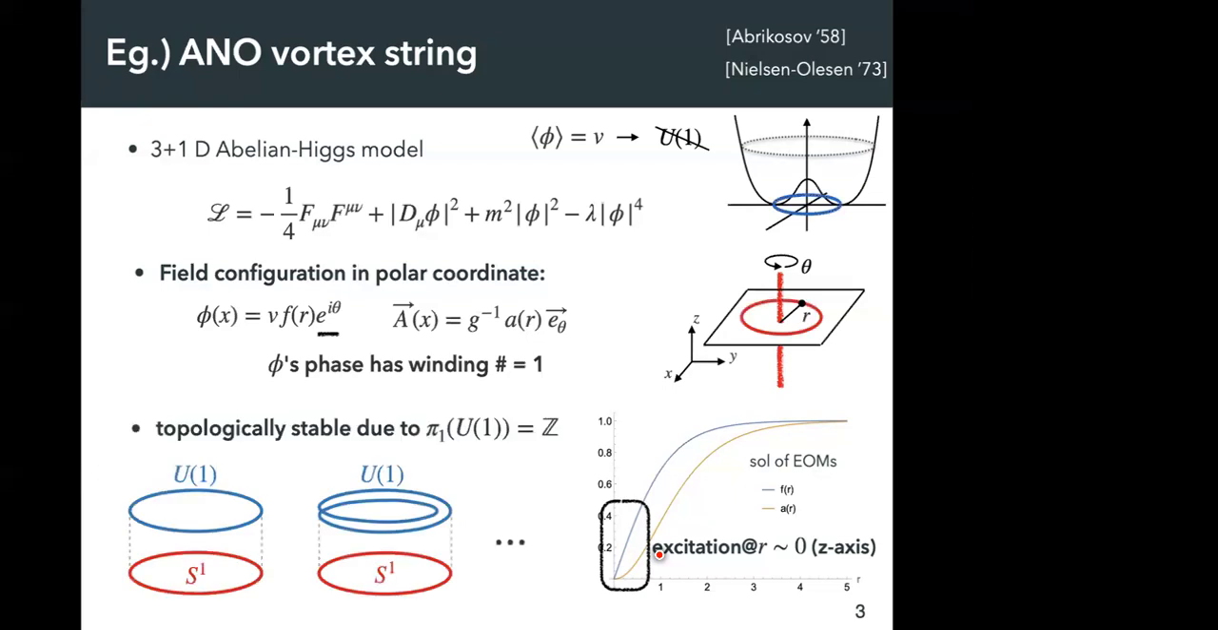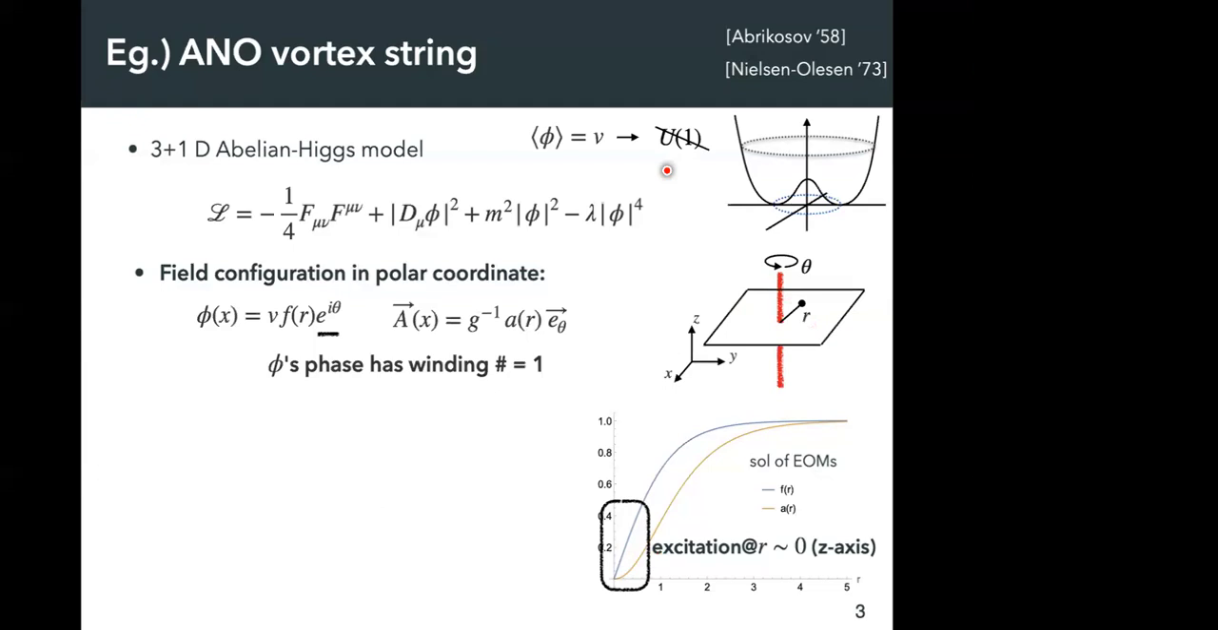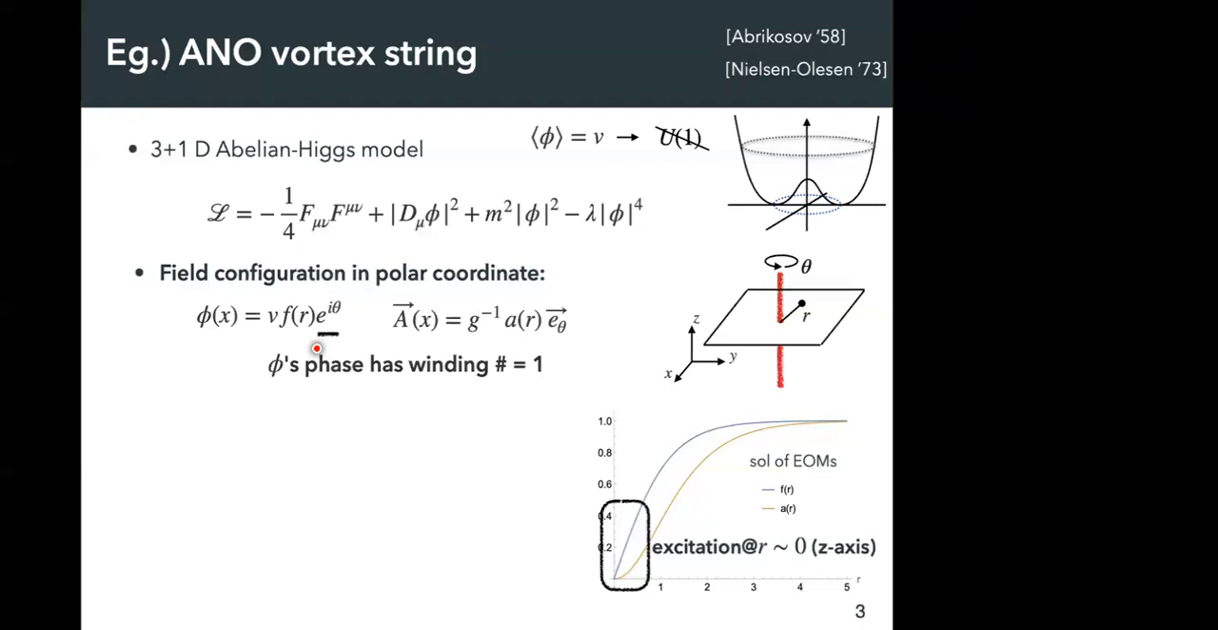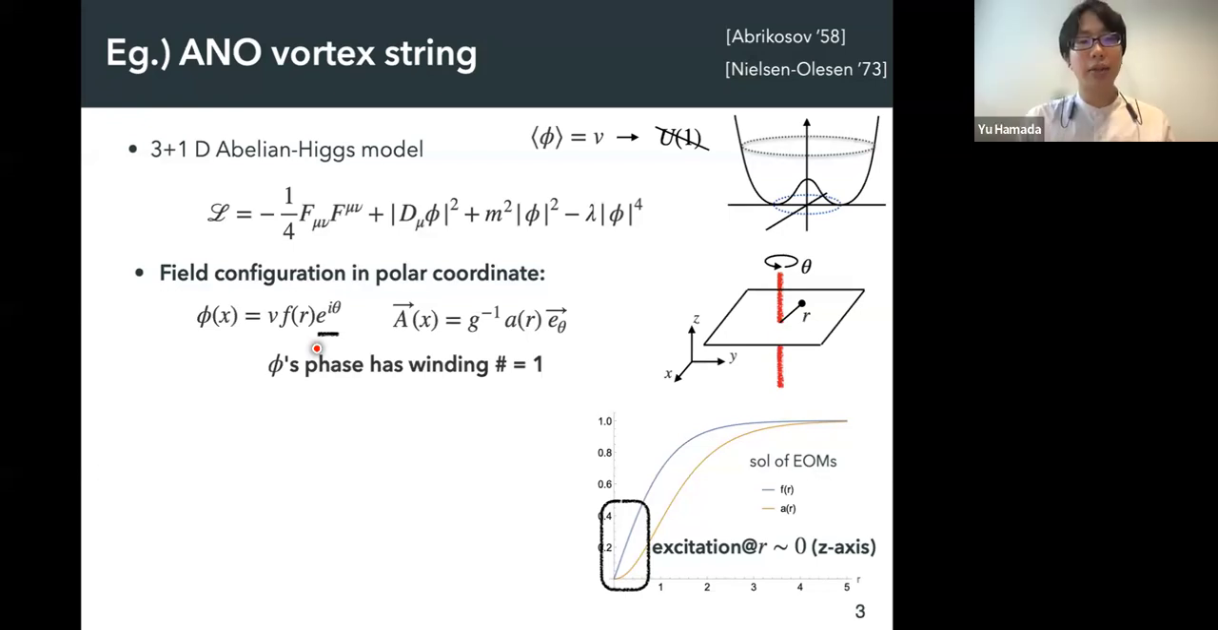Sorry, can I ask something? Yeah, sure. Can you hear me? Yeah. Now I'm trying to understand your explanation. Here you're rewriting the scalar field phi with respect to the polar coordinates, right? Polar coordinates, yeah. Where is t? Where is time? t means time. Yeah.